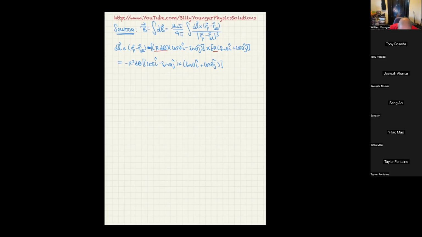Okay. So now I just use my FOIL method as I was talking about a second ago. I've got to do this one to hit that one. Then it's got to hit that one. And then this one's got to hit this one. And then it's got to hit this one. So we'll proceed as follows. Hopefully it works out into something nice. I still have the negative R squared d theta.